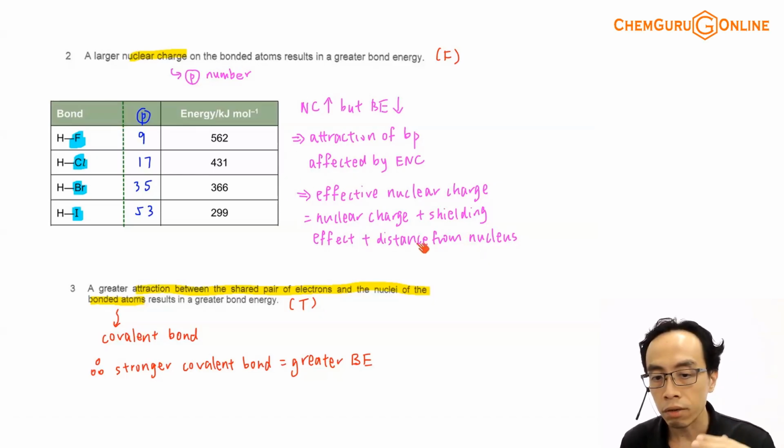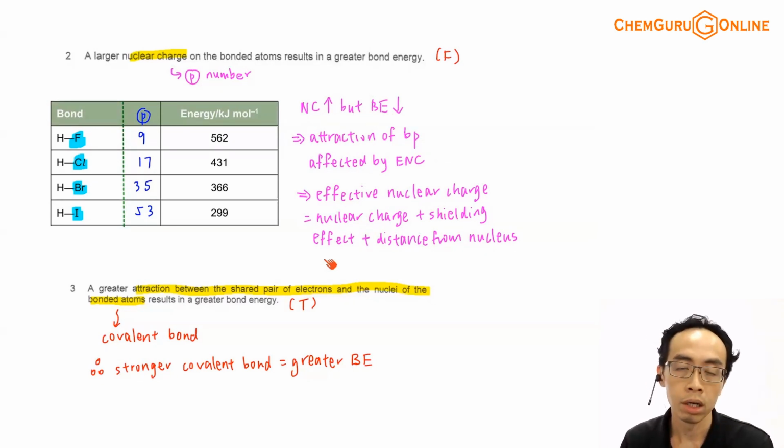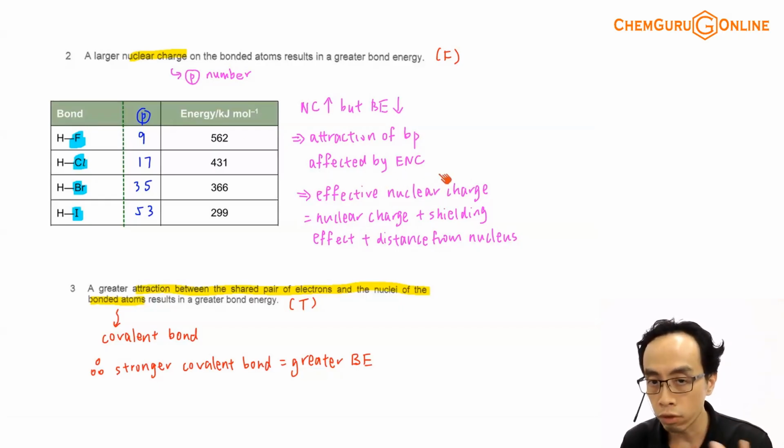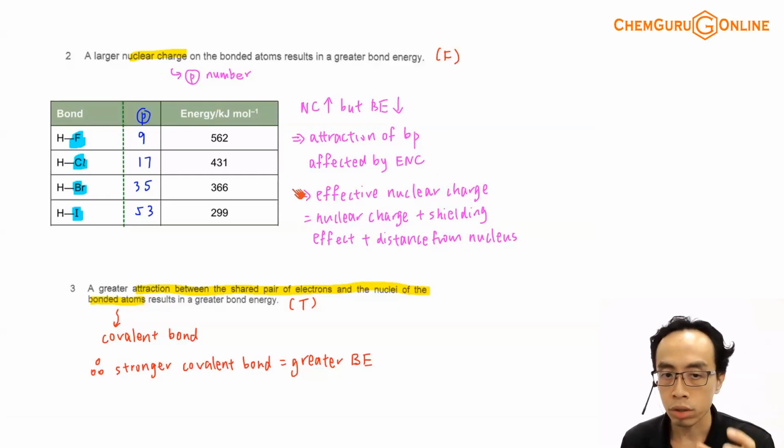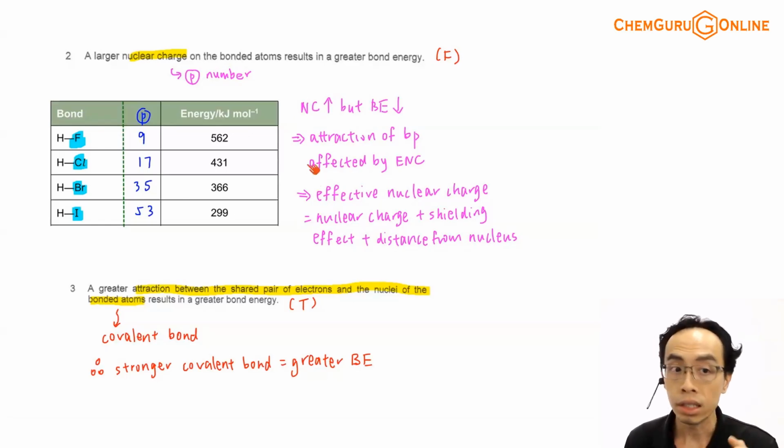On top of that, if you're in a bigger principal quantum number, then your shielding effect will also increase because the number of filled inner shells that can block the attraction between the nucleus and the valence electron will also go up. So we have to take into consideration the effective nuclear charge. Effective nuclear charge is the overall attraction between the nucleus and the valence electrons. That's a much better measure of the attraction on my valence electrons. So this is number 2. Statement number 2 is false.